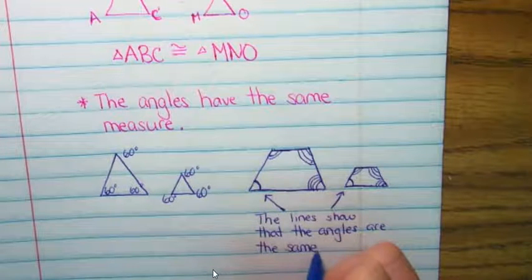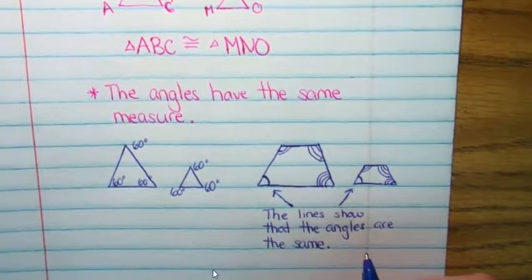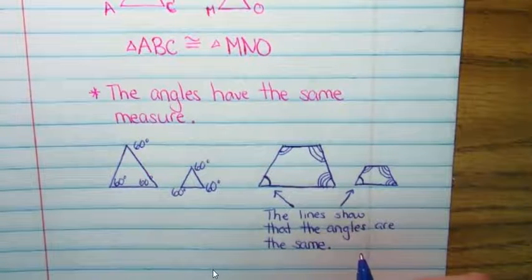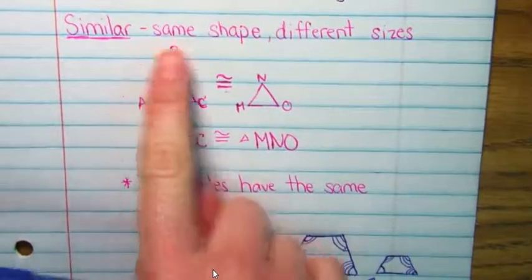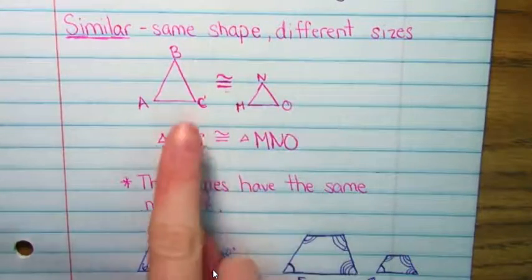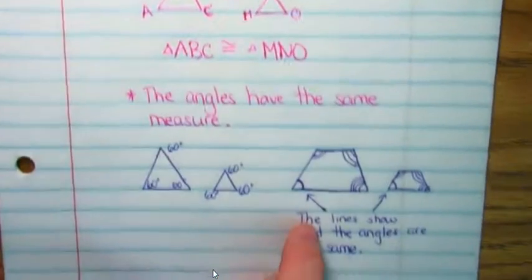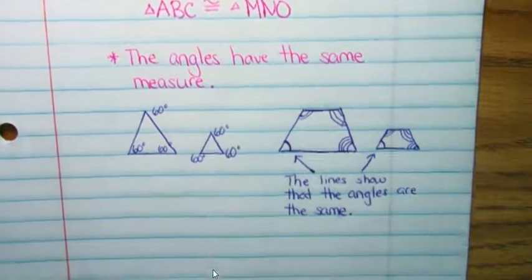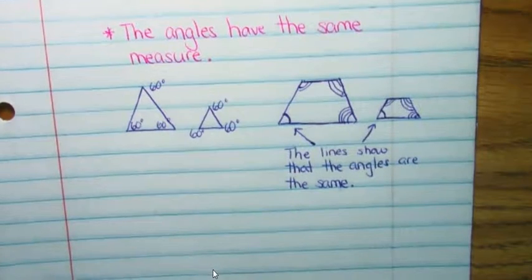If you need to pause again, go ahead and pause until you get your notes caught up to this point. So just a reminder, we know similar means same shape, different sizes, using this symbol right here. The angles have to have the same measure. And there's one other thing that we can do, what we call corresponding.